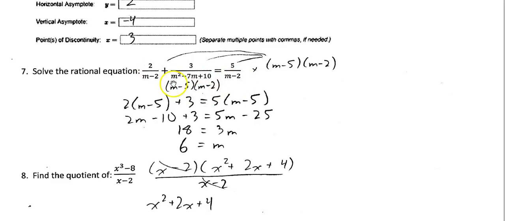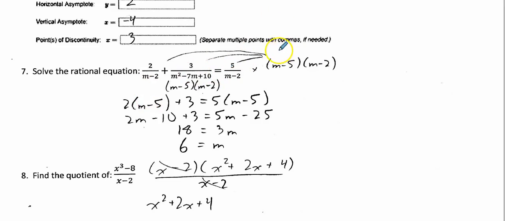So my common denominator, the smallest thing that all of these fractions could go into, is both m minus 5 times m minus 2. That would be the smallest common denominator. Once you figure that out, multiply it by everything in the equation. So I have 3 fractions that all have to be multiplied by this. On the first fraction, the m minus 2's would cancel, so I'd be left with just 2 times m minus 5.